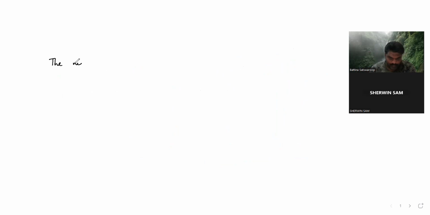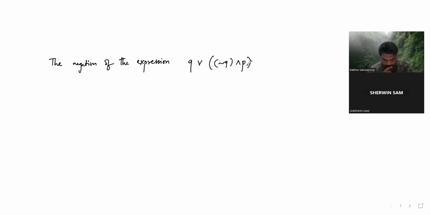The negation of the expression Q or (negation of Q and P). Look at what they have given: Q or negation of Q and P. That is what they have given. Correct? And they are asking you to find to which one it is equivalent.